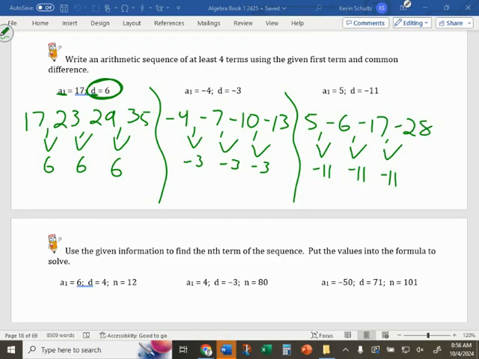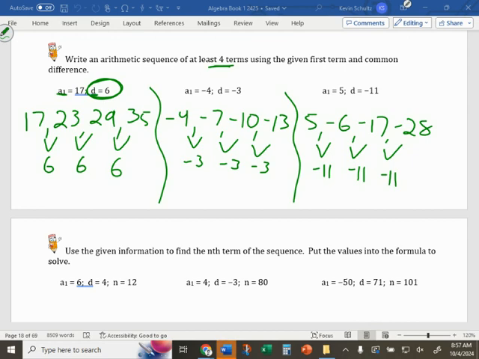Questions so far? We're all in the same place. Anybody? How do we know when to stop with the numbers? The directions say at least 4. Okay, we could go on.